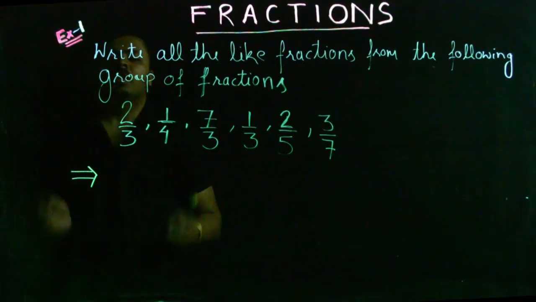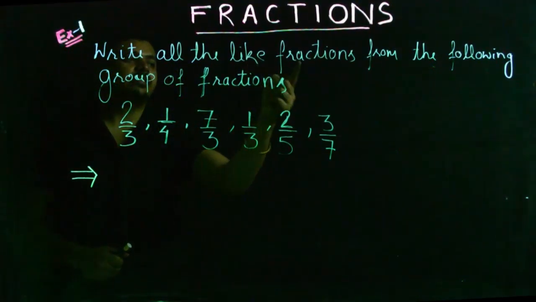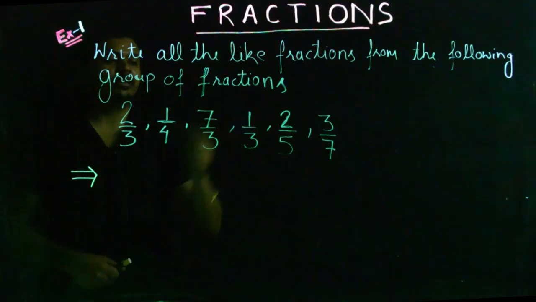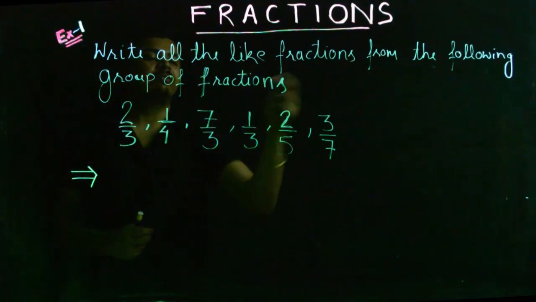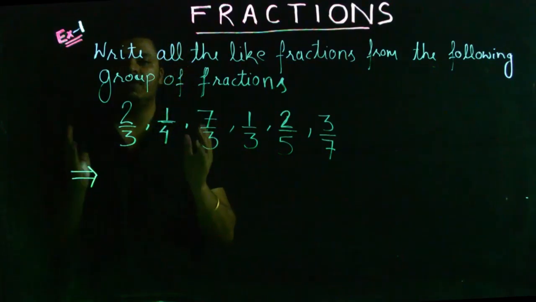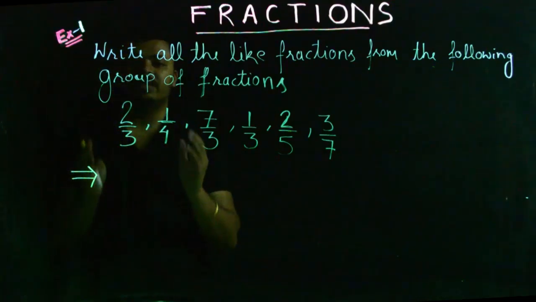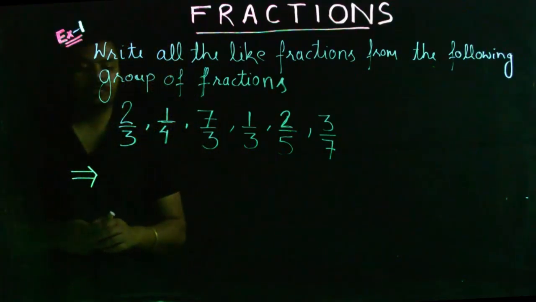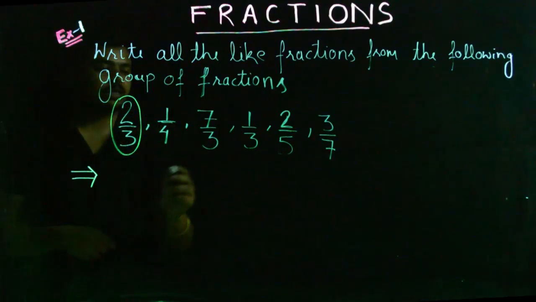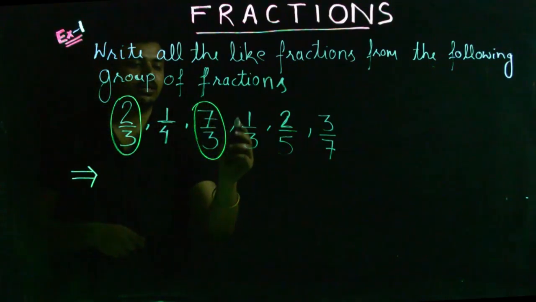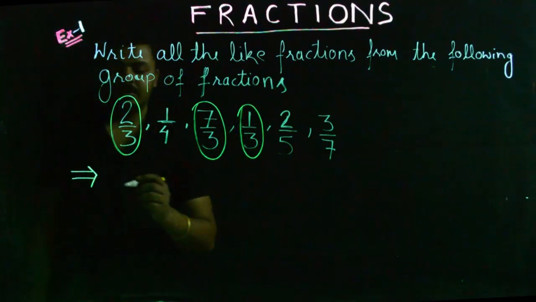So students, let's look at our example number 1. Write all the like fractions from the following group of fractions. So we are given some fractions. From this we have to find the like fractions. First of all, we will learn what a like fraction is. Like fractions are the fractions which have the same denominator. So here we will look for the numbers having the same denominator, that is 2 by 3, 7 by 3 and 1 by 3. So these are the like fractions.